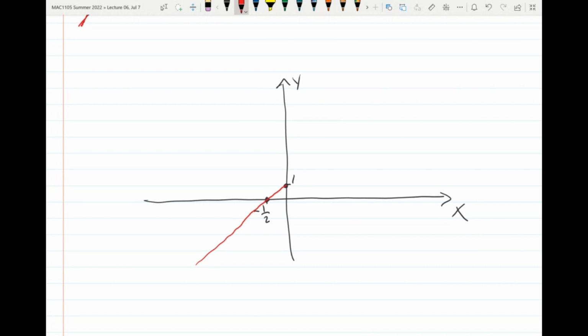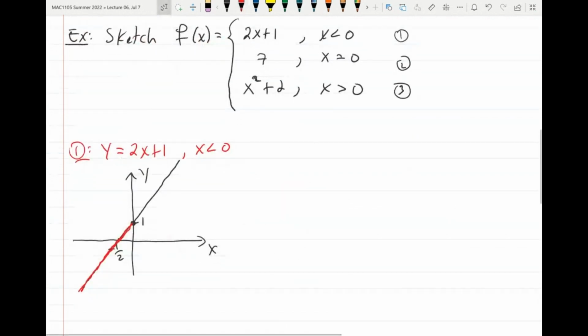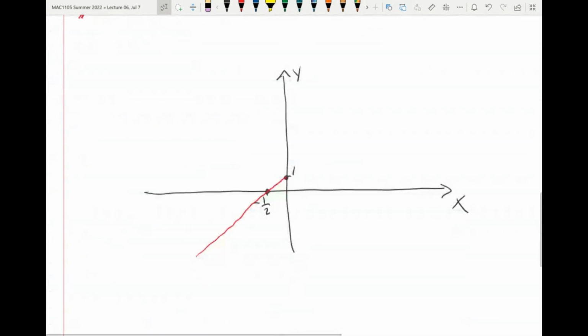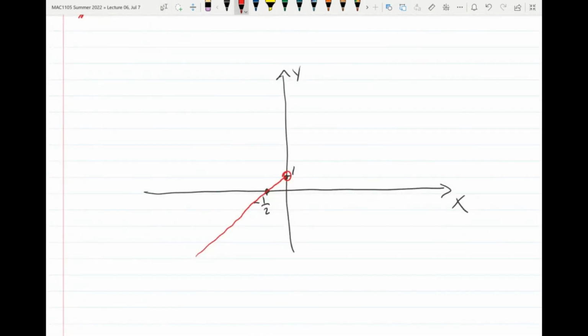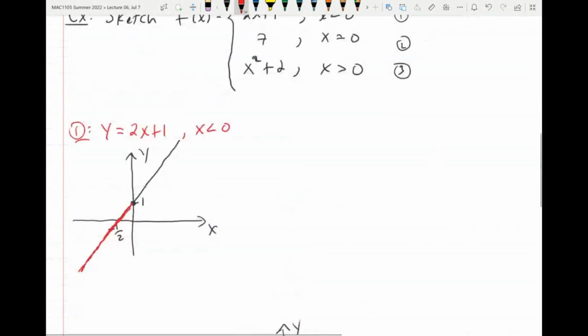Okay? Now, this point, you always have to be careful. So let's see. This point right here is when x is equal to 0, right? So when x is equal to 0, are we looking at that function? No. So, because we're not looking at that function, I'm going to do an open circle. This is a way of saying when x is 0, we're not looking at this piece anymore. Do you understand this? Let's go to the next one.